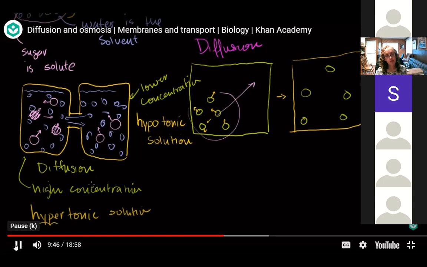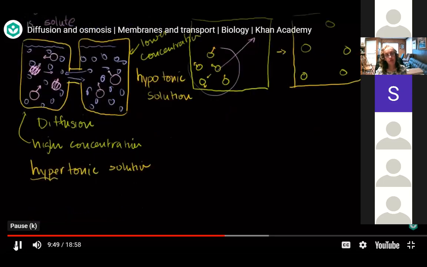So in general, with diffusion, if there are no barriers to the diffusion like we had here, you will have the solute go from a high concentration or hypertonic solution, if they can travel, to a hypotonic solution, where the concentration is lower. Now, let's do an interesting experiment here.